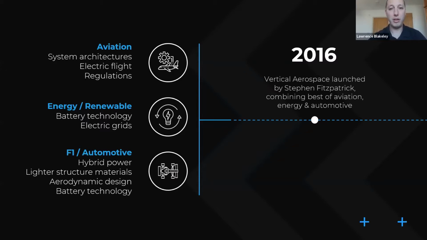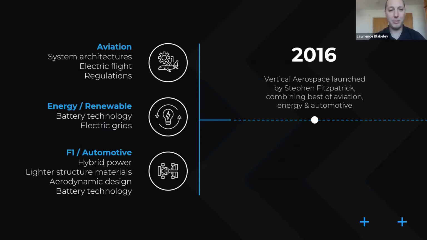But one of the things Stephen was really focused on is not just becoming another aerospace company. Obviously needing some aviation capability, so systems architecture. There's been a lot of electric flight development in the mainstream aerospace companies, and also on the regulation side.